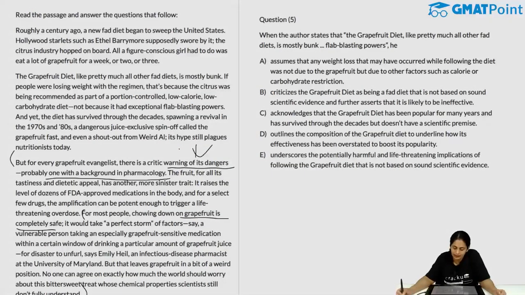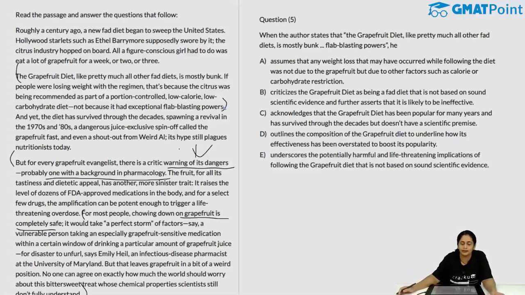When the author says that the grapefruit diet, like pretty much all the other fad diets, is mostly bunk: "If people are losing weight on the regimen, that is because the citrus was being recommended as part of a portion-control, low-calorie, low-carbohydrate diet, not because it had any fat-blasting powers." So he's saying that the grapefruit diet doesn't work. If you lost weight using the grapefruit diet, it was because you were part of a calorie-control diet, portion control, low calorie, low carbohydrate. Because of that, you actually lost weight, not because of the grapefruit. The grapefruit did nothing.